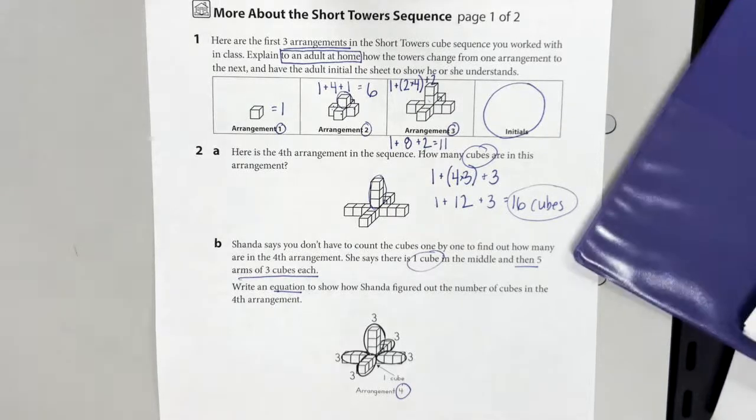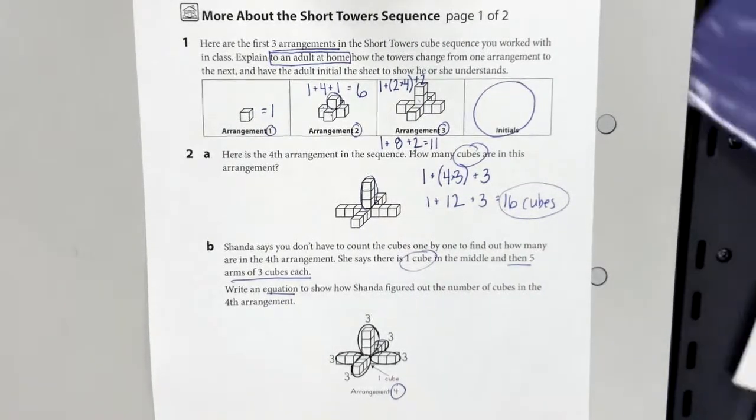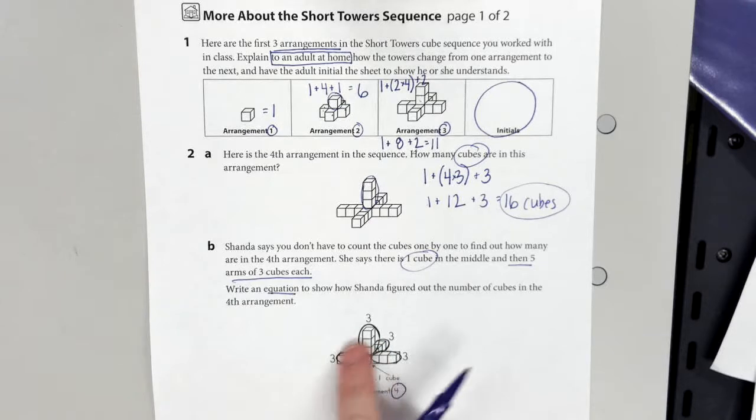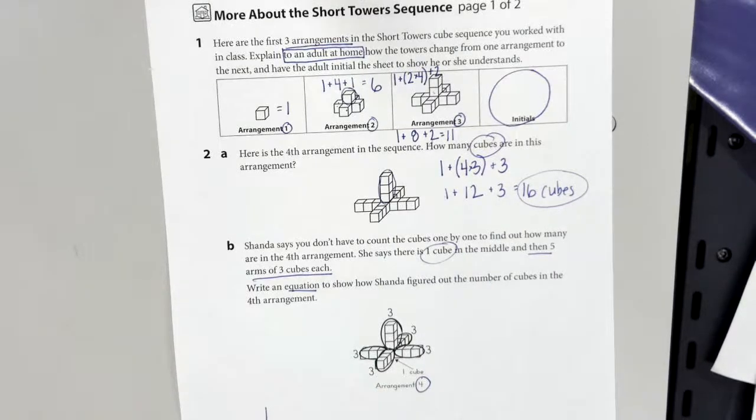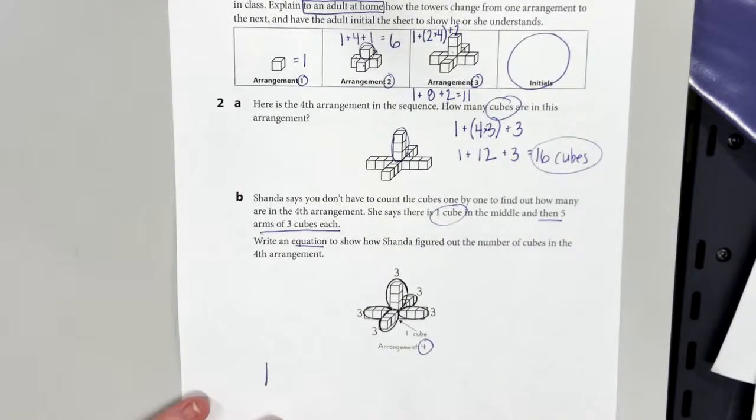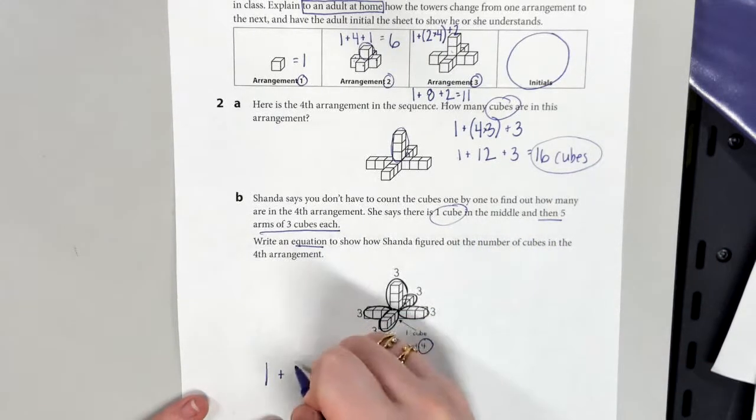So we've already kind of been doing that. So here is Shanda's thinking. This is how she kind of drew a picture to show her understanding. So again, she mentions there's the 1 cube in the middle. So I'm going to show that 1 cube. Plus, now she talked about the arms. There's 5.